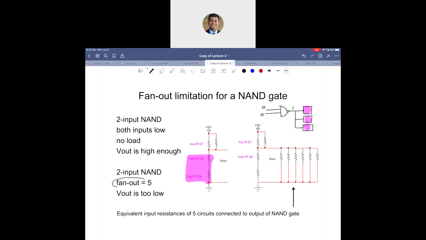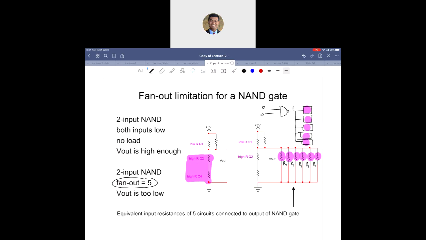However, if you have a fan-out of 5, meaning you have connected 5 things to the output of the NAND gate, all those are represented as 5 resistors over here. Say R1, R1, R1, R1, R1, 5 R1s. Actually, there are 6 in this diagram, but it doesn't really matter. Just assume that there are 5 outputs that are connected.